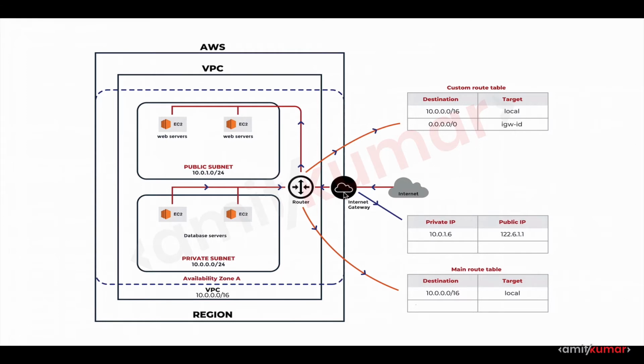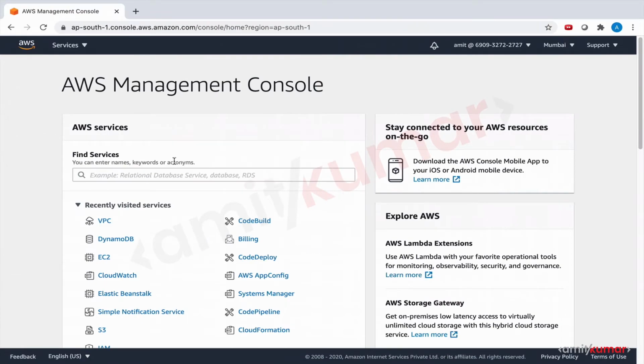And ultimately, we will also create an EC2 instance, which we will place in the public subnet and see if it has a public IP and if it can act as a web server. That is, if it can have internet access. All right, great. So let us get going with this.